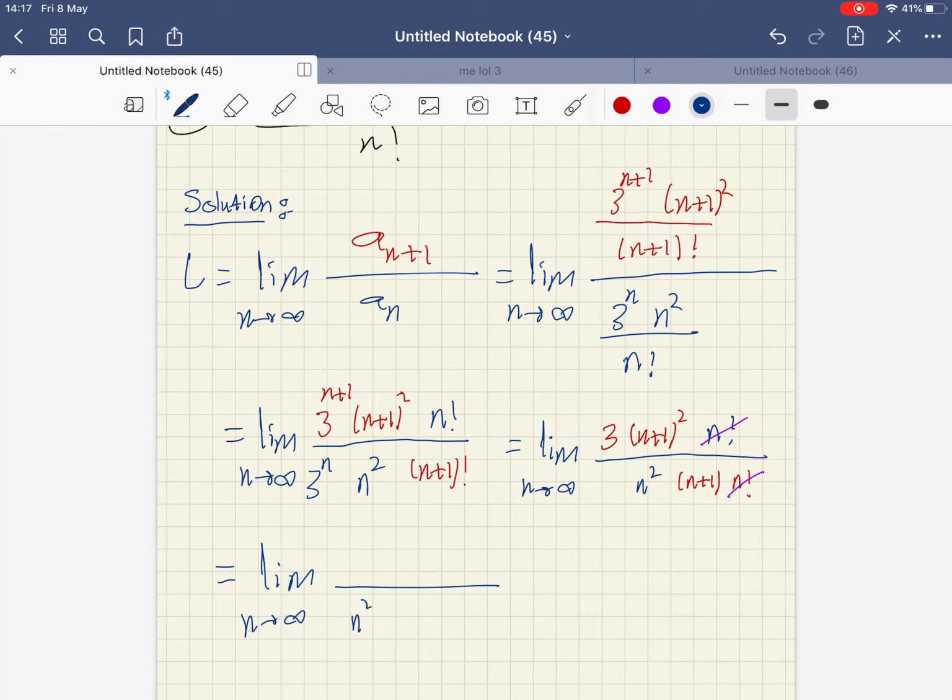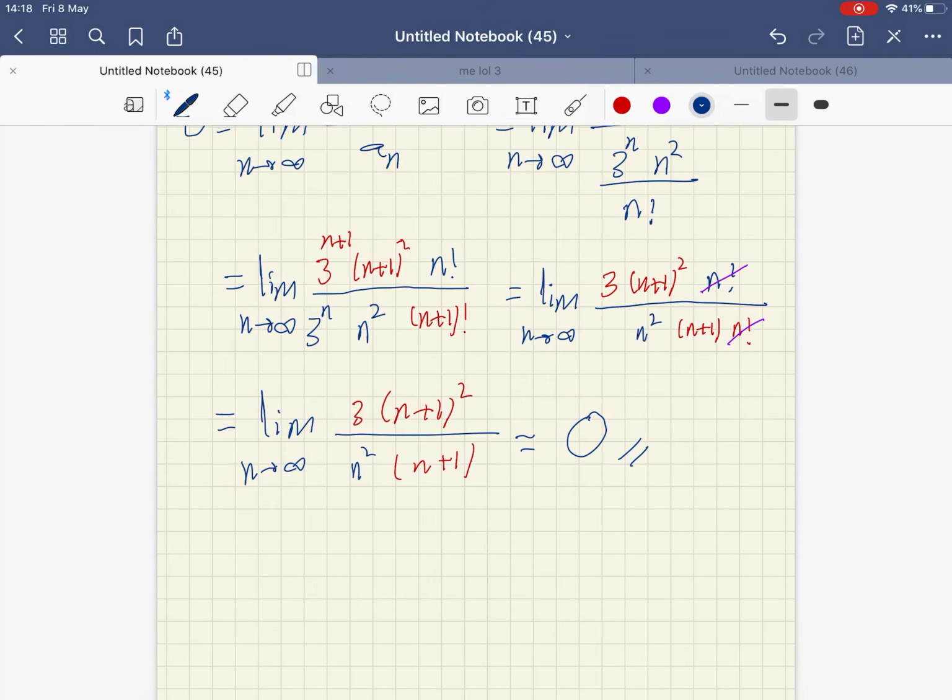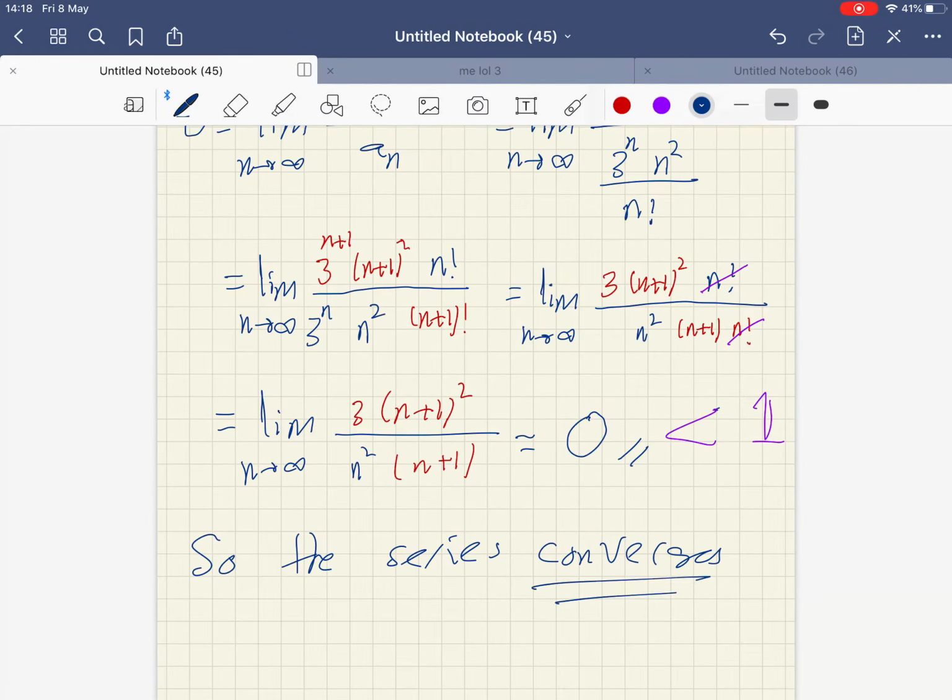Limit of n squared, and then here I have 3 (n+1) squared over (n+1). If you find this limit using L'Hopital's rule, which is very easy to do, the answer will be 0. Okay, and if the answer is 0, we know that 0 is less than 1, so the series converges by the ratio test.